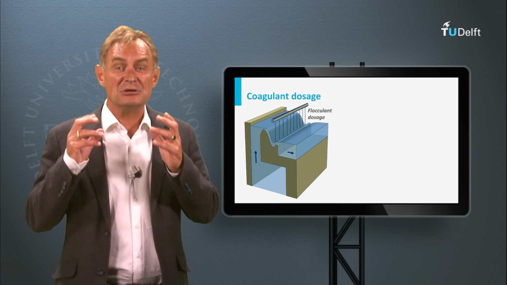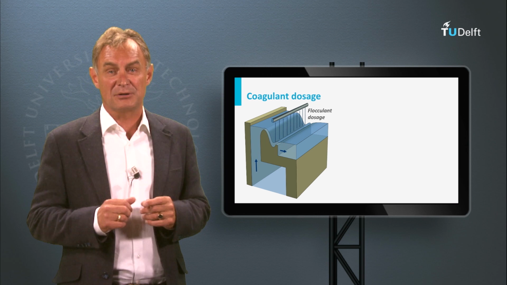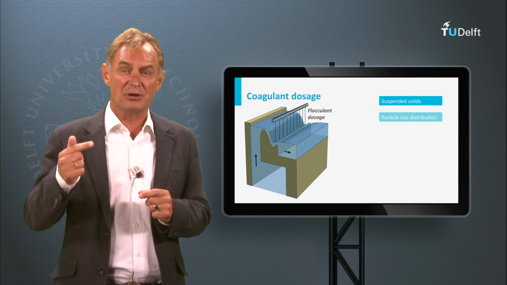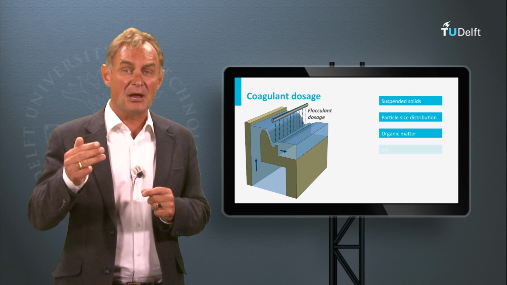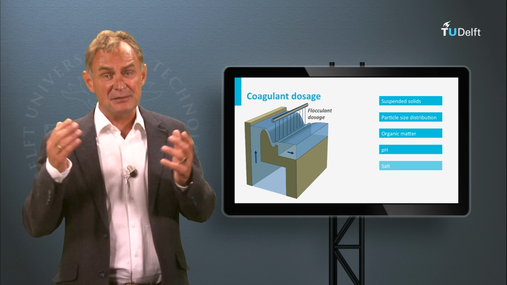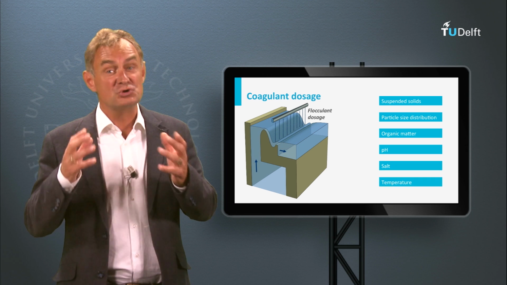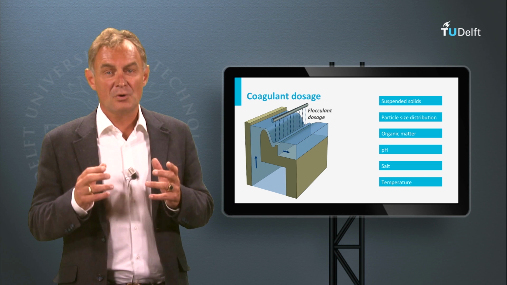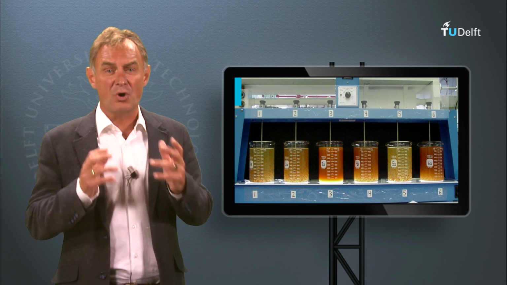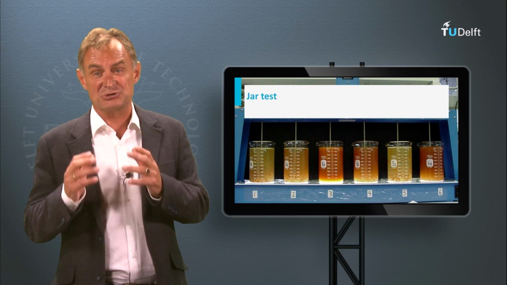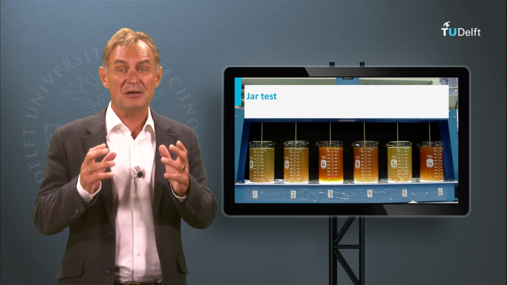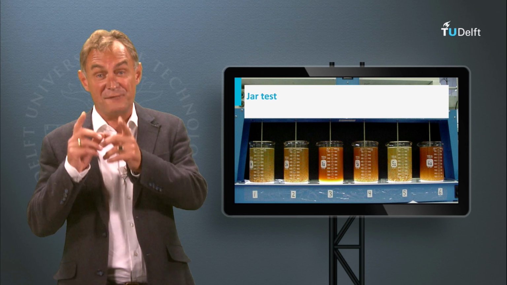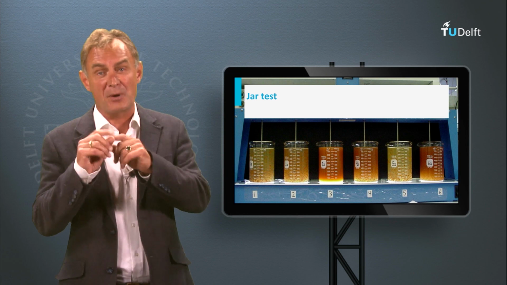Coagulant dosage is largely dependent on the raw water quality: concentration of suspended solids, particle size distribution, organic matter content, pH, salt content and temperature. For a certain surface water, this varies over the year. To be able to determine the optimal coagulant dosage, so-called yard tests have to be performed. These yard tests simulate the situation at full scale, and the optimal dosage found in the test can afterwards be applied in practice.